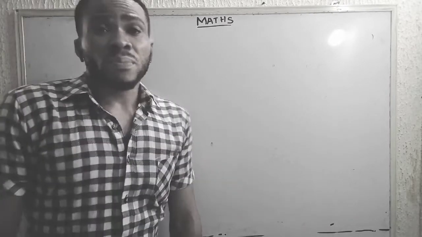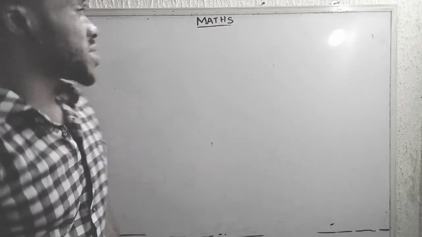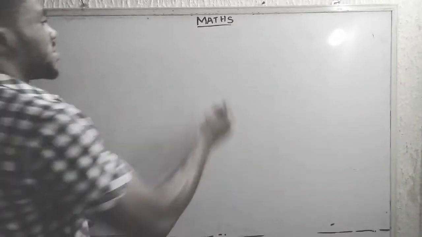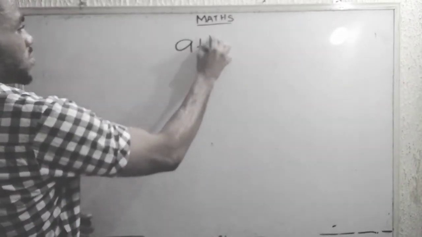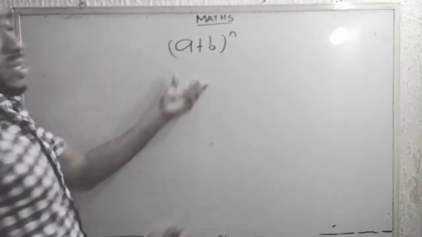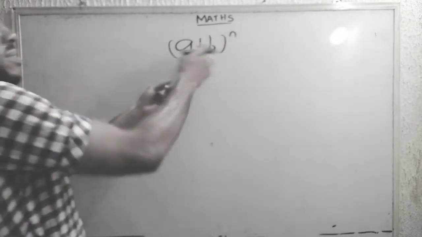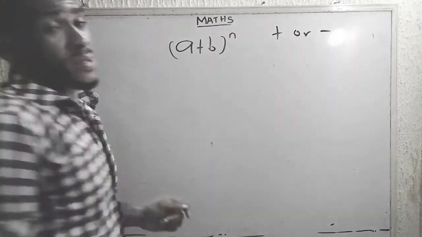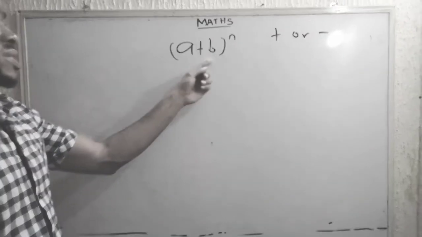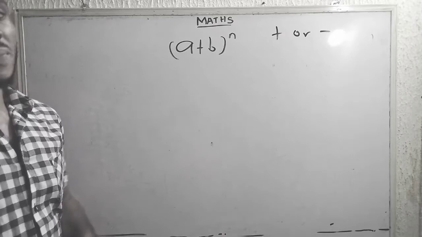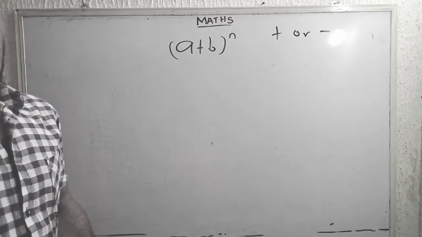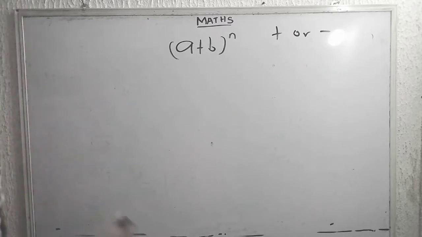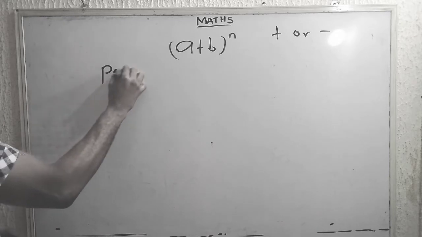I'll be talking about binomial expansion. What's a binomial? A binomial is a pair of numbers, let's say a plus b, raised to a particular power. And the sign connecting them can only be either plus or minus. So whenever two numbers are connected by plus or minus and they have a common power, that's what they call a binomial. And this binomial can be evaluated from two perspectives.